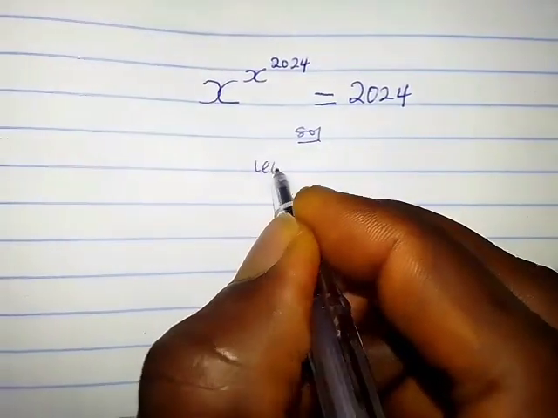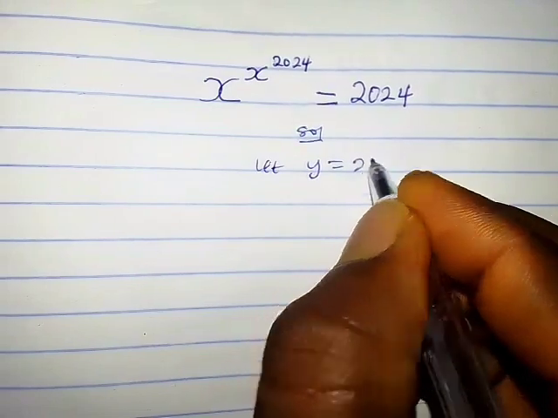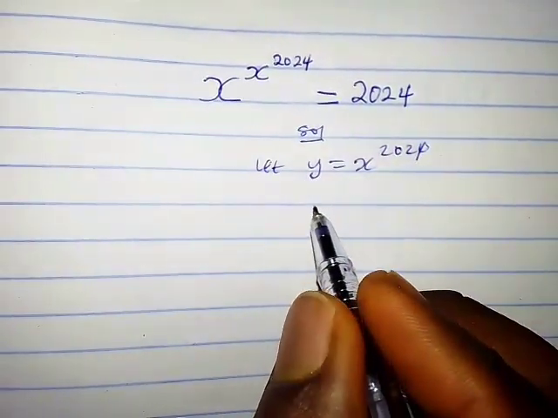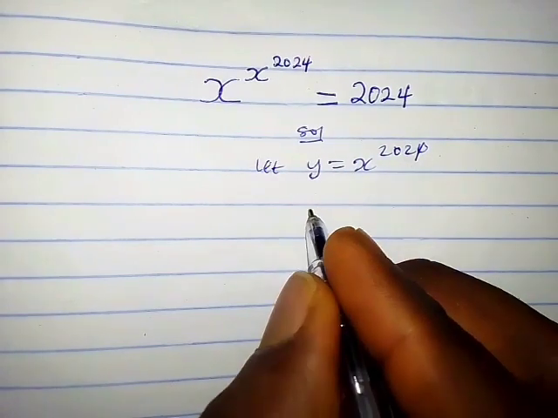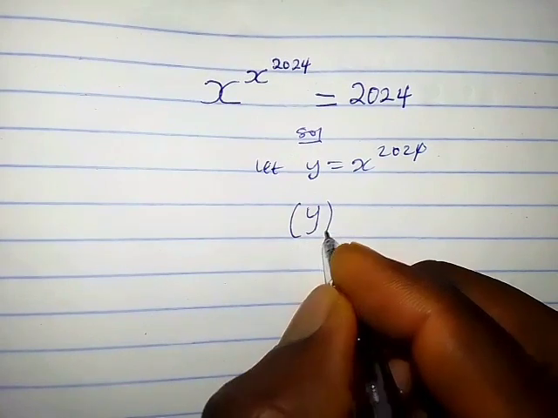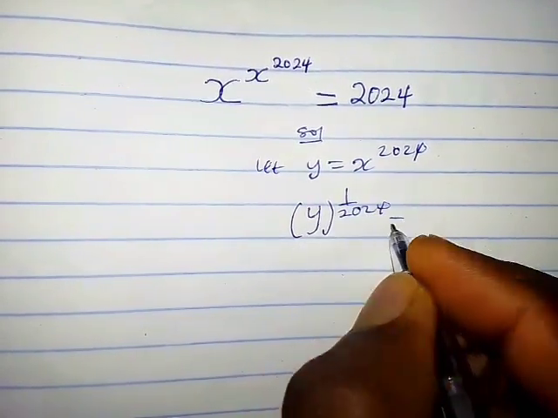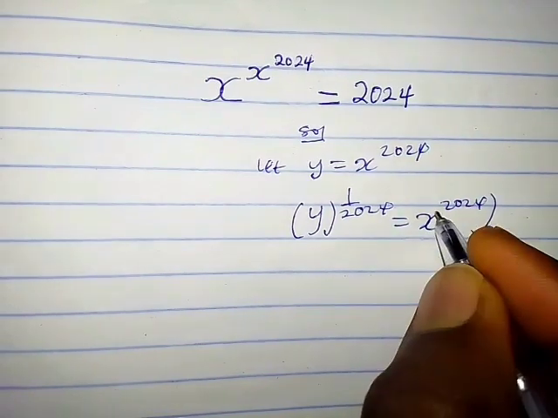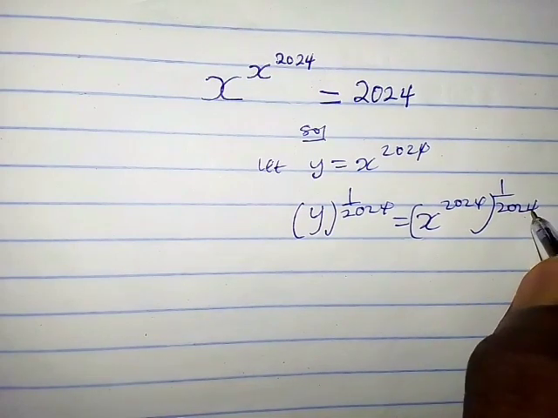So let y be equal to x raised to power 2024. The next step we are going to do is multiply both exponents by 1 over 2024. So we're going to have (y) times 1 over 2024 equals (x raised to power 2024) times 1 over 2024.